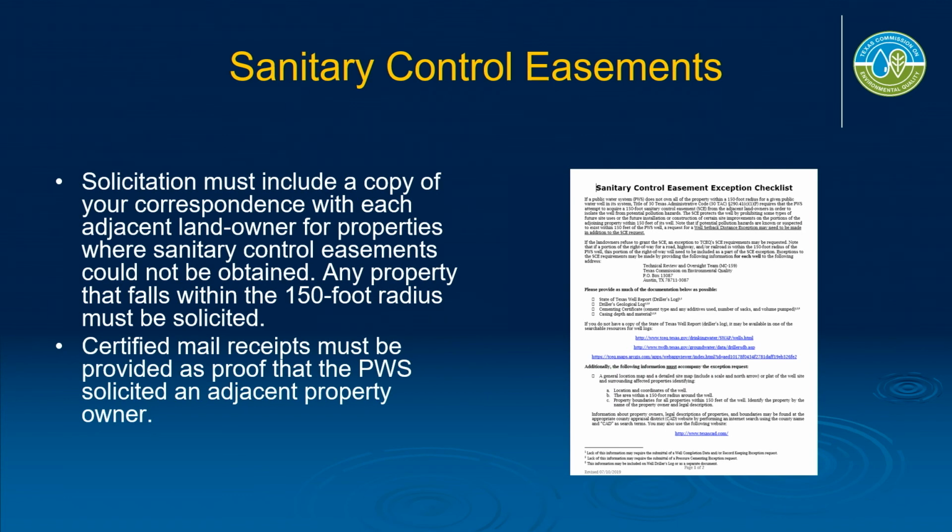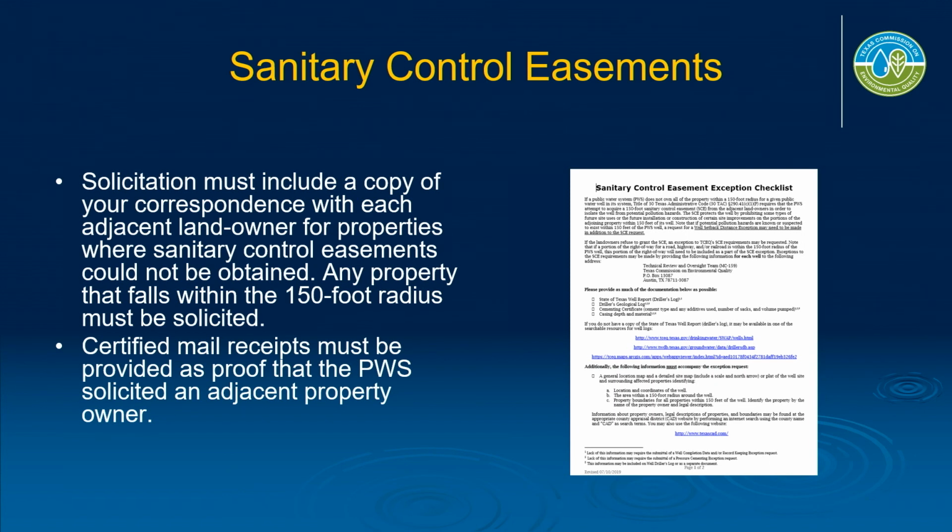from us. And just remember that solicitation must include a copy of your correspondence with each of those adjacent landowners where you couldn't obtain a sanitary control easement. And any property that falls within 150-foot radius must be solicited. If you look at that 150-foot radius and there is a property with just the corner barely inside of there, and I know it seems silly sometimes, but you need to request an SE for that property. And just play it safe. So just keep that in mind, because I've had that question a couple times, actually.